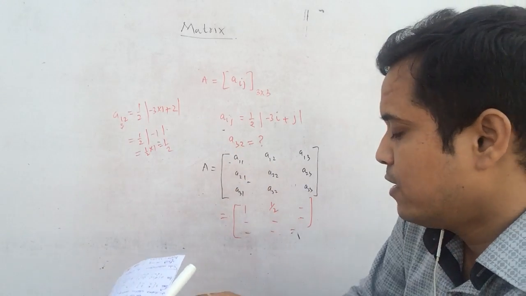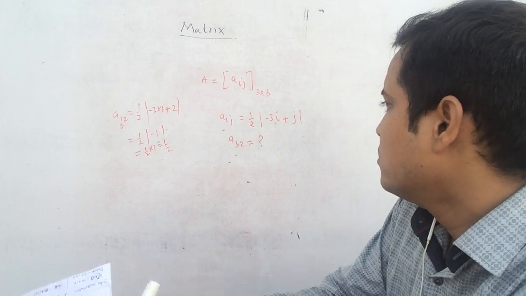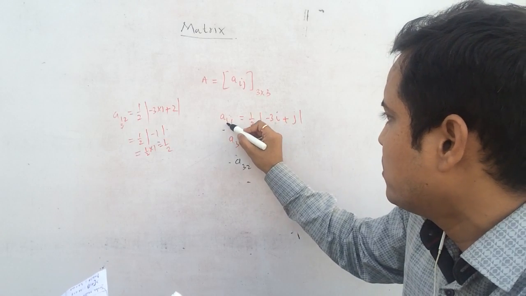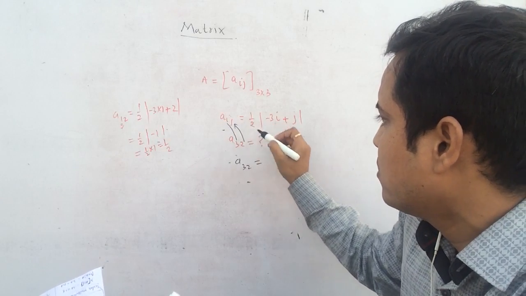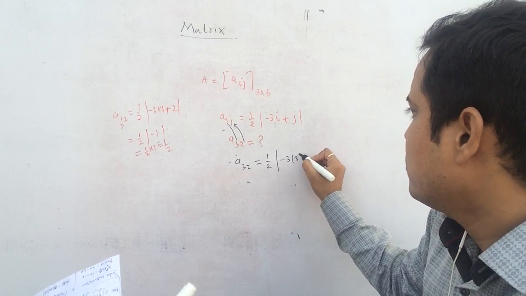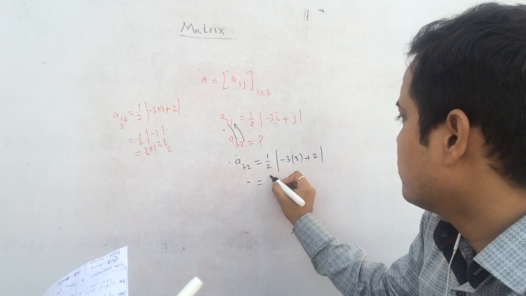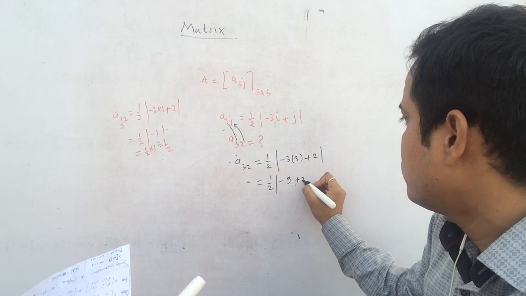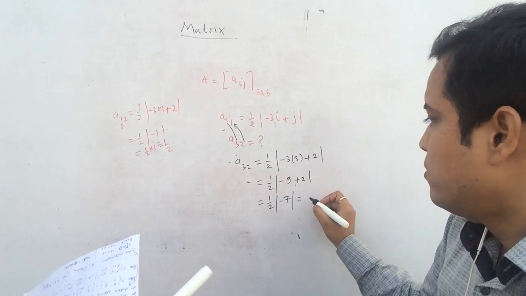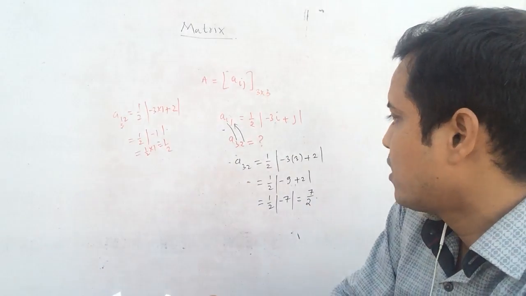At the end they are asking what is the value of A32. So at the place of i you place 3, at the place of j you place 2. So 1 by 2 of minus 3 into 3 plus 2, that is half of minus 9 plus 2, equal to half of minus 7. You have to take the positive value, so it would be 7 by 2. Let's move to the next question here.